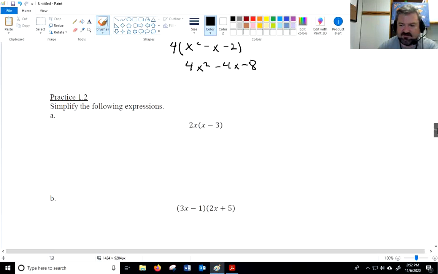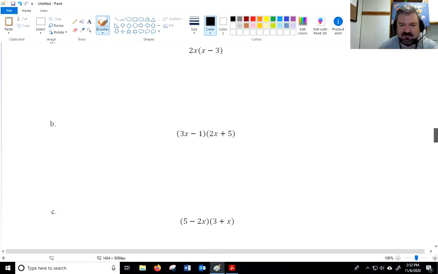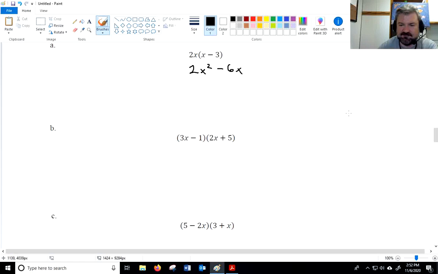Okay, let's take a break and have you do a few, all right? So let's try these problems. All right, let's see how you did. We have 2x squared minus 6x. Then down here we have to FOIL. 3x times 2x is 6x squared plus 30x for the outer, minus 2x for the inner, and then minus 5 for the last. So that's 6x squared plus 28x minus 5.